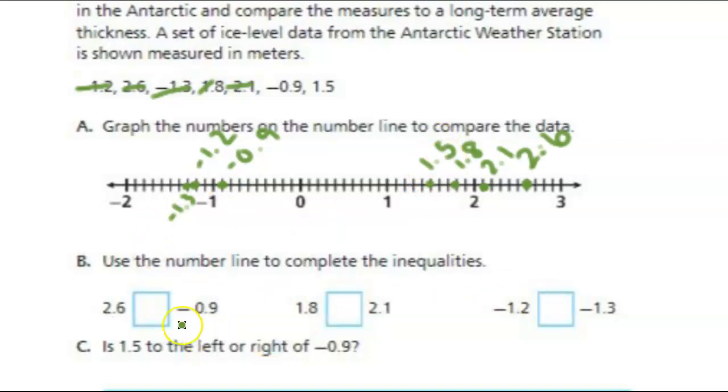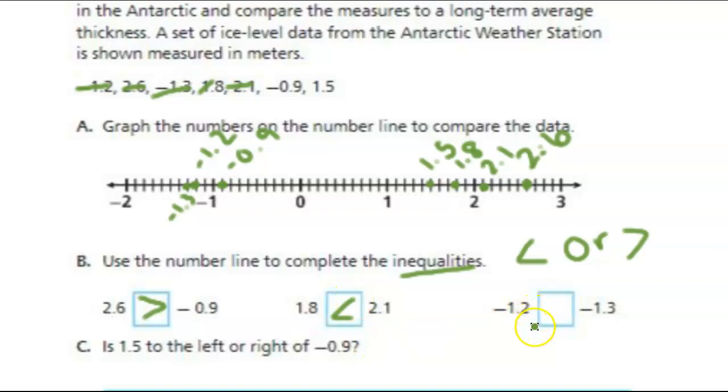Okay, now we're going to answer the questions down here. Without even looking at the number line, you can probably determine what these ones are. We are doing inequalities, so less than or greater than. 2.6 is what to negative 0.9. Numbers don't matter in this case because this one over here is positive, so it always has to be greater. 1.8, which is right here on the number line, and 2.1. 1.8 is less than 2.1.